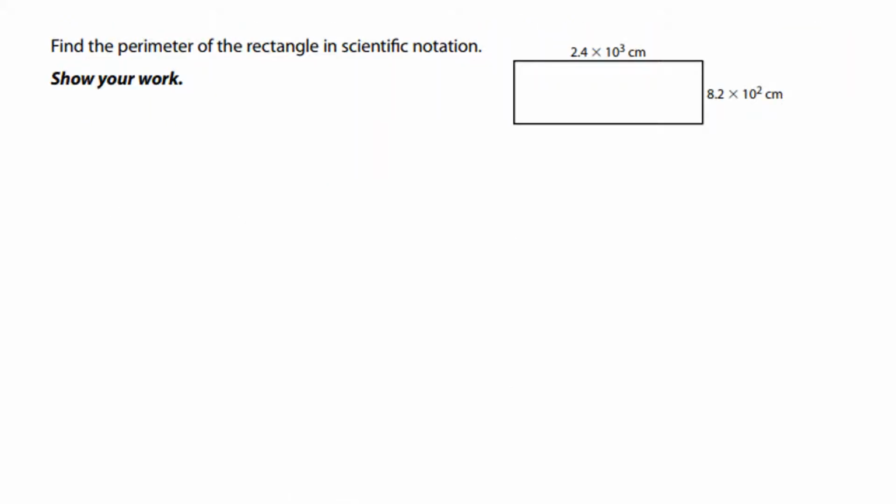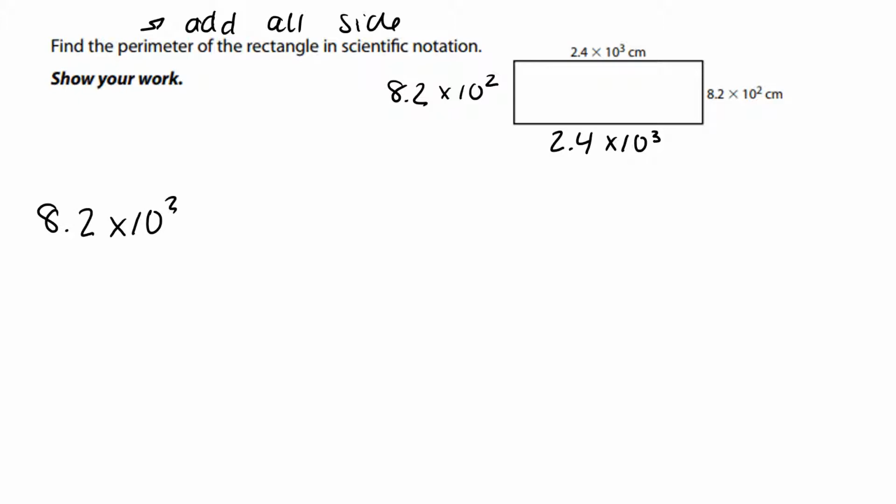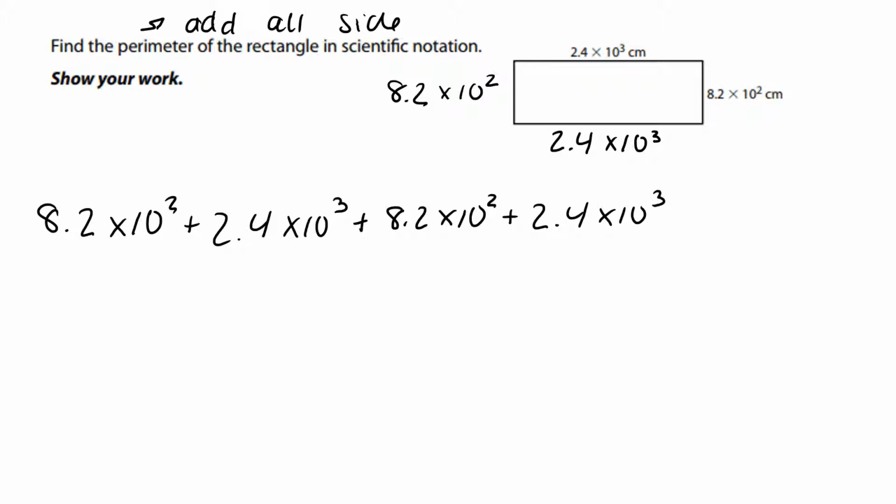Find the perimeter of the rectangle in scientific notation. So perimeter means to add all the sides. So in this case, there are 4 sides. The top and the bottom are both 2.4 times 10 to the 3rd. The left and the right side are both 8.2 times 10 to the 2nd. So we're going to add all of the sides together. The left side, 8.2 times 10 to the 2nd. The top, 2.4 times 10 to the 3rd. The right side, 8.2 times 10 to the 2nd. And the bottom, 2.4 times 10 to the 3rd.